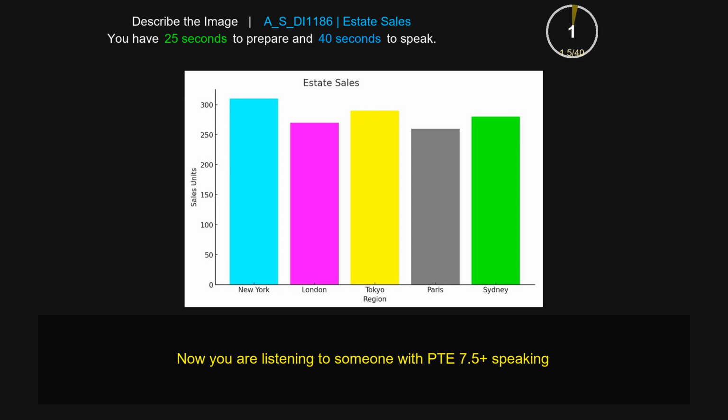The bar graph provides the information of the estate sales. It observes some countries like New York, London, Tokyo, Paris, and Sydney. It shows some numbers like 50, 100, 150, 200, 250, and 300. The highest is covered by New York, which is 300, and the lowest is covered by Paris, which is approx 250. These pictures provide the crucial information of the estate sales.